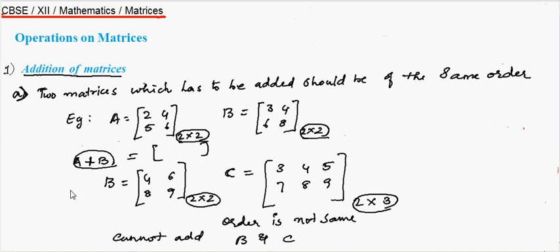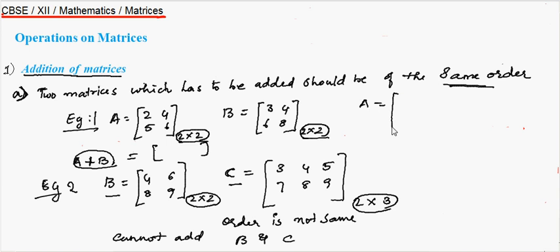Let's take another example where matrix B is of order 2 by 2 and C is a matrix of order 2 by 3. When you check, the order is not the same, so you cannot add matrix B and C. So this is a condition which you need to check. That means you need to check the order. If it is of the same order, then only you can proceed.